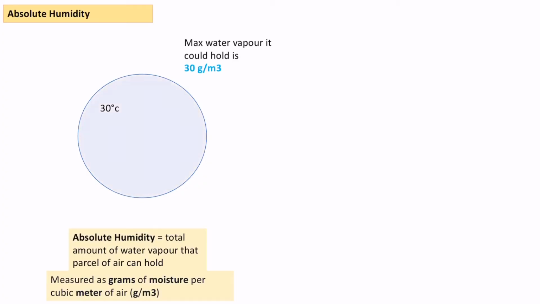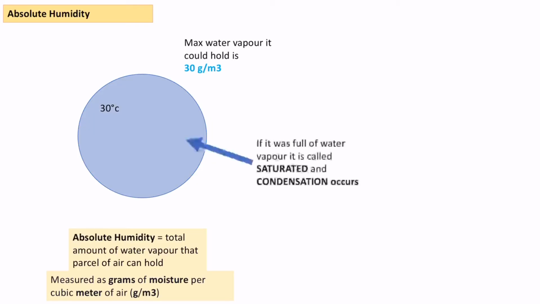If I filled that completely with water vapour, if the 30 grams of water vapour filled it, that means it would become saturated, and when it's saturated, that's when we get condensation occurring, and that's how we get the process of clouds forming. Here's another example. The temperature inside this parcel is 0 degrees, so it only takes 5 grams of moisture to fill up and saturate that parcel of air.